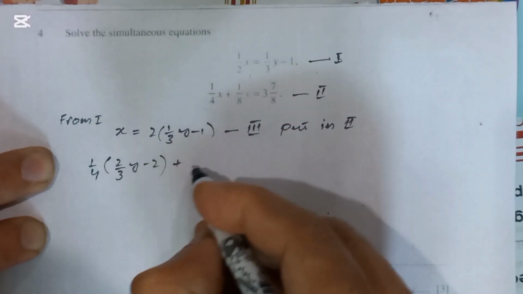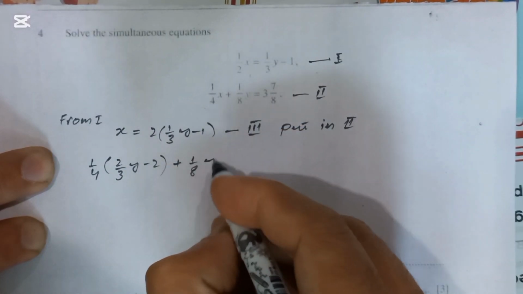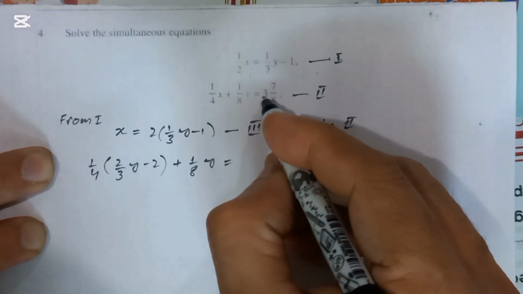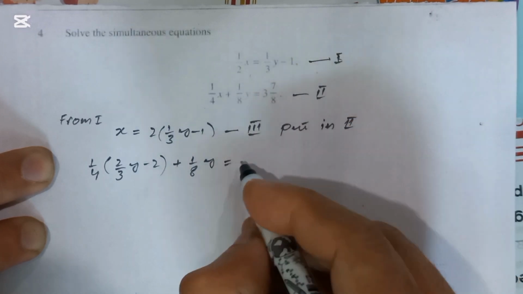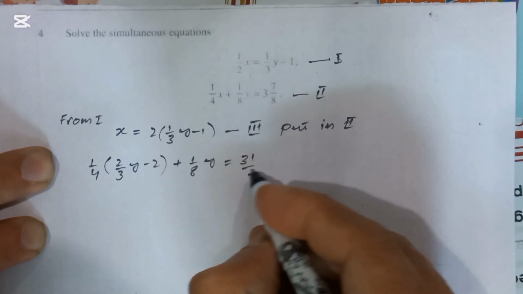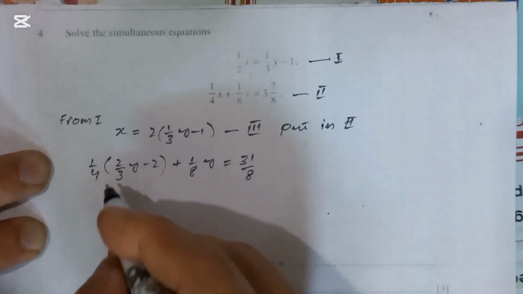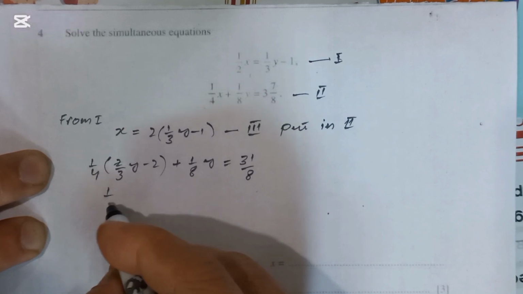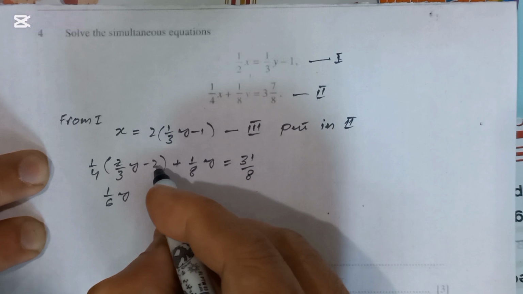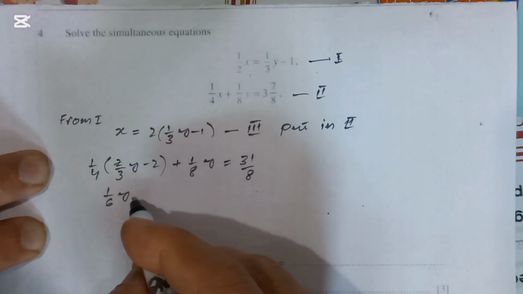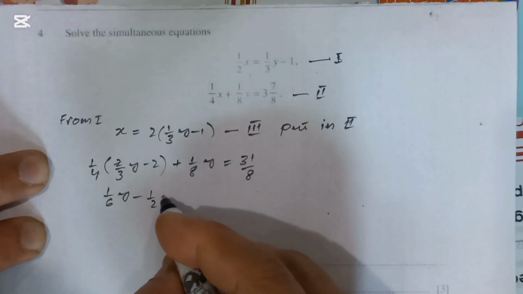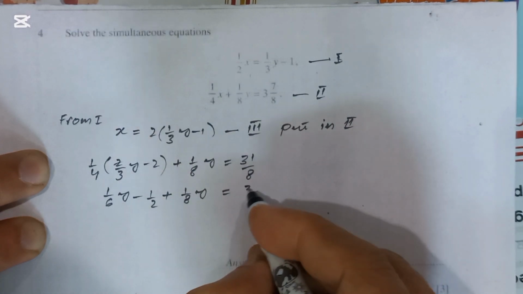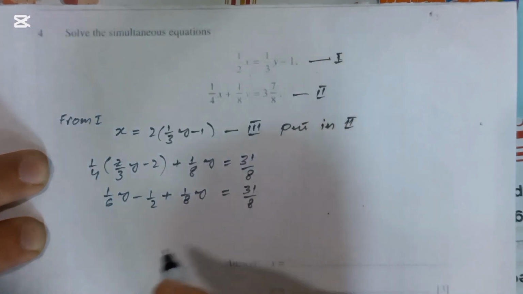Plus 1 by 8y will remain as it is, equal to 3 whole number 7 by 8. It will become 8 3s are 24 plus 7, 31. So 31 by 8. Now solve it further. 2 2s are 4. So it will become 1 by 6 y, and now this 2 will be cancelled by this, so it will become minus 1 by 2 plus 1 by 8 y remain as it is equal to 31 by 8 remain as it is.